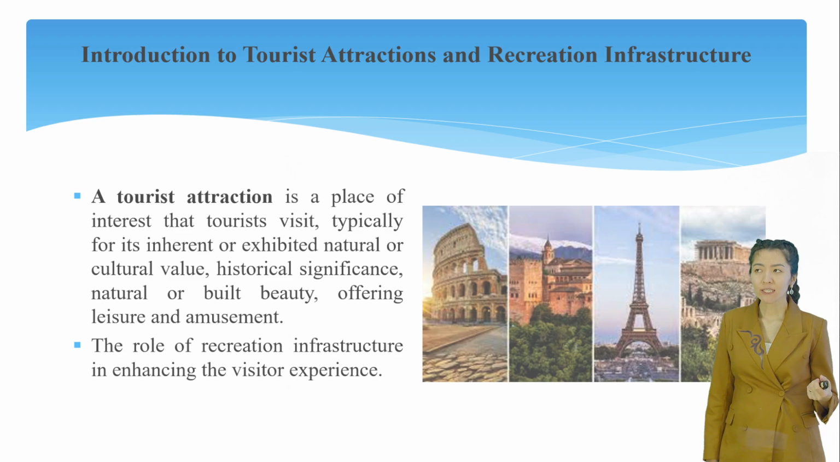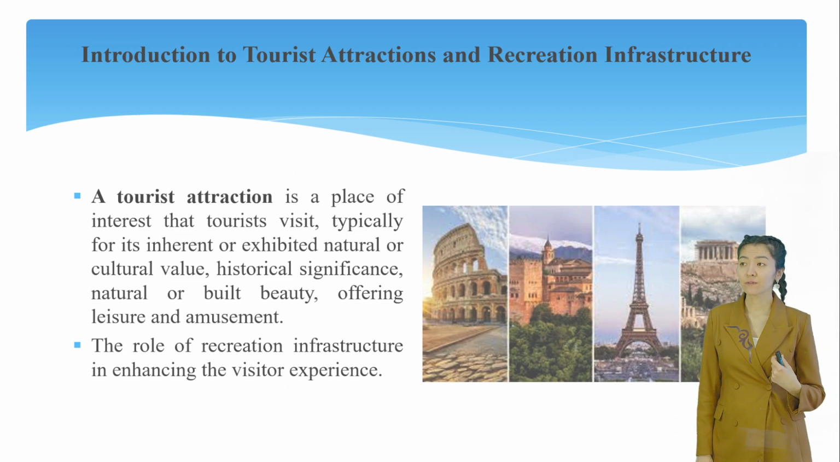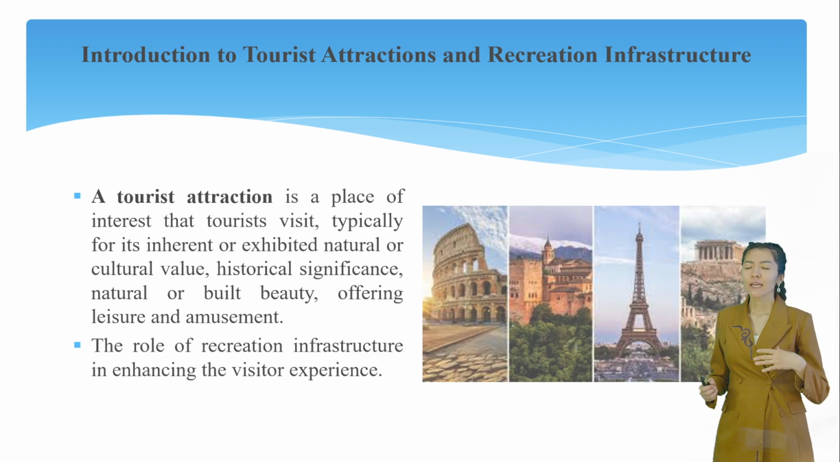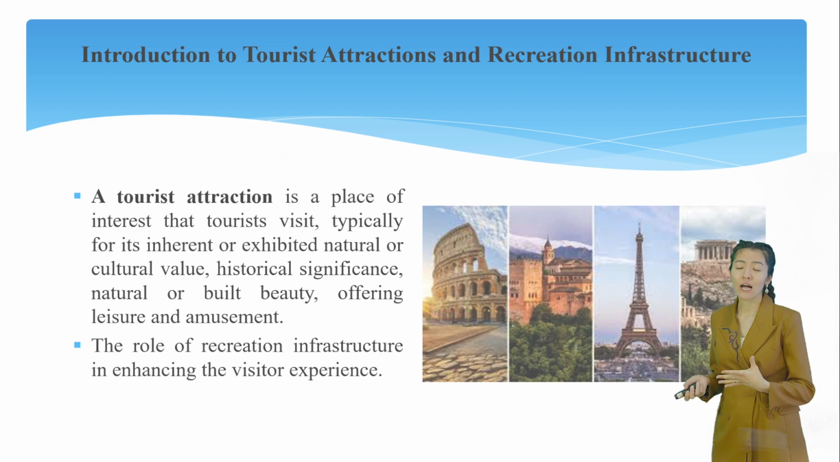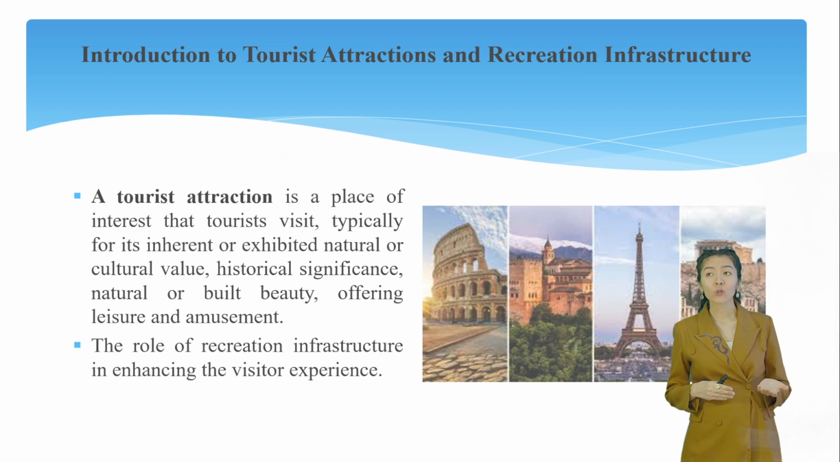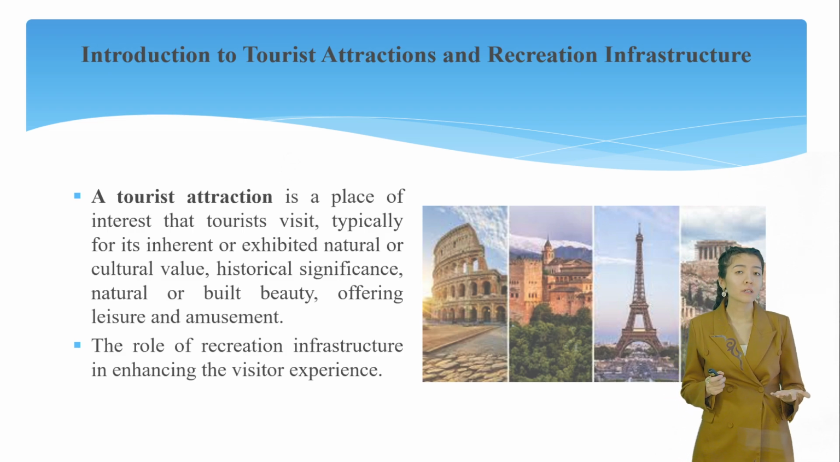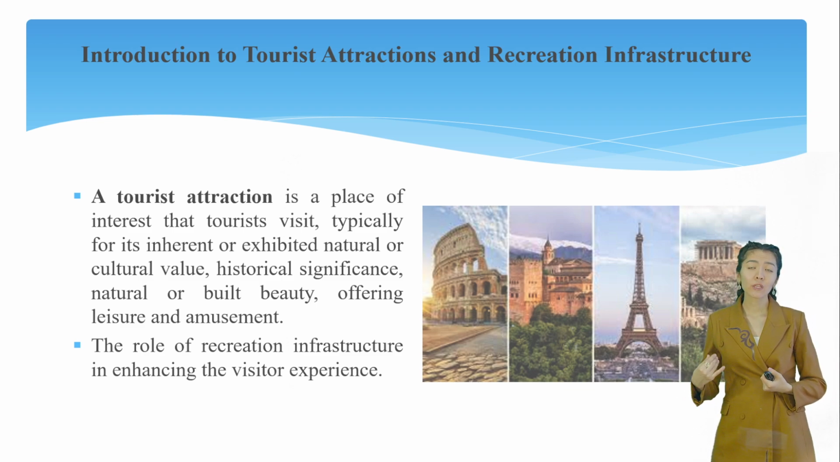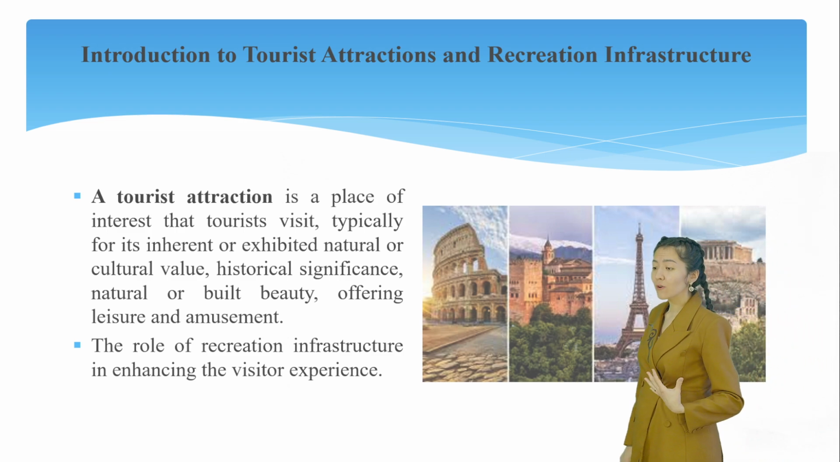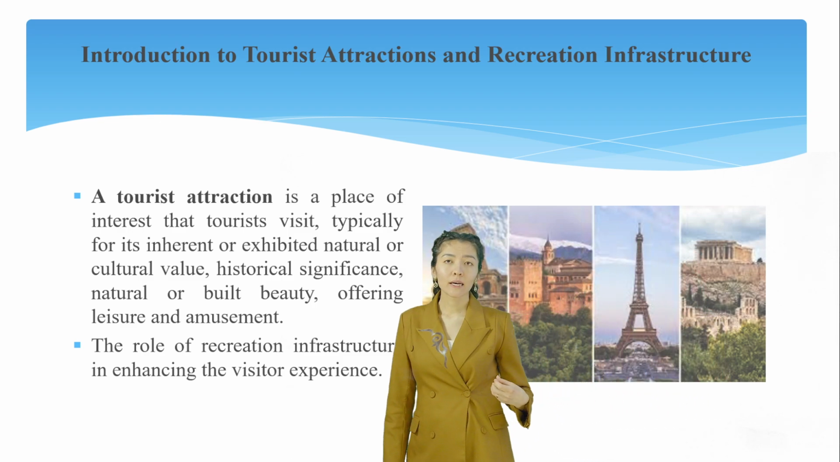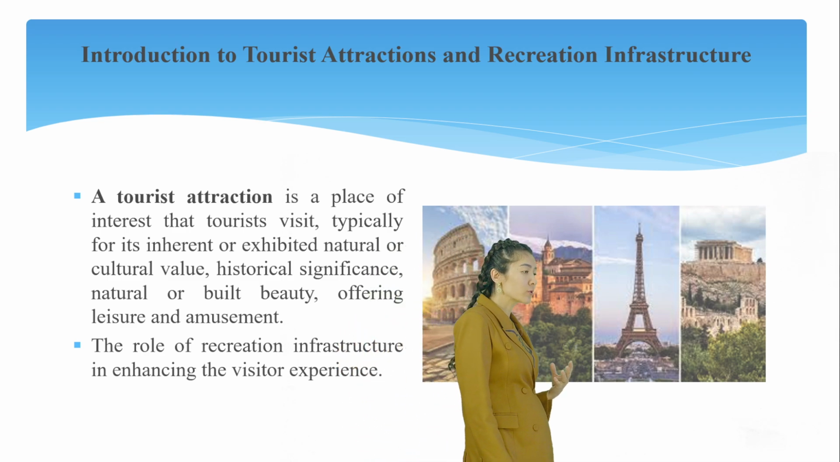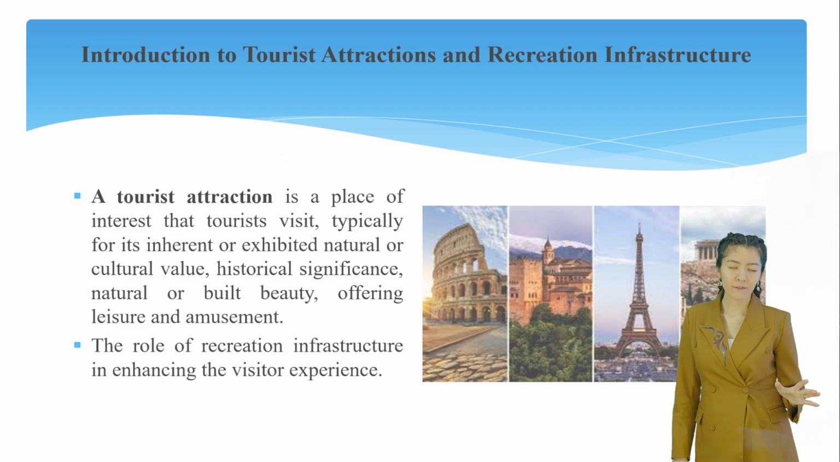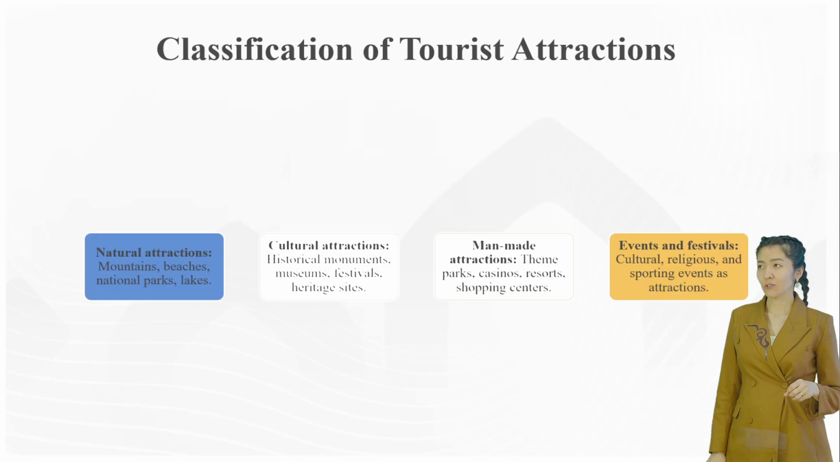What is it? A tourist attraction is a place of interest that tourists can visit, typically for its inherent or exhibited natural or cultural value. It can be historical places or natural resources or built and man-made resources. It depends on the preference of tourists. Recreational infrastructure can enhance the quality and the image or branding of a tourist destination. That's why both of them are very important in tourism infrastructure.